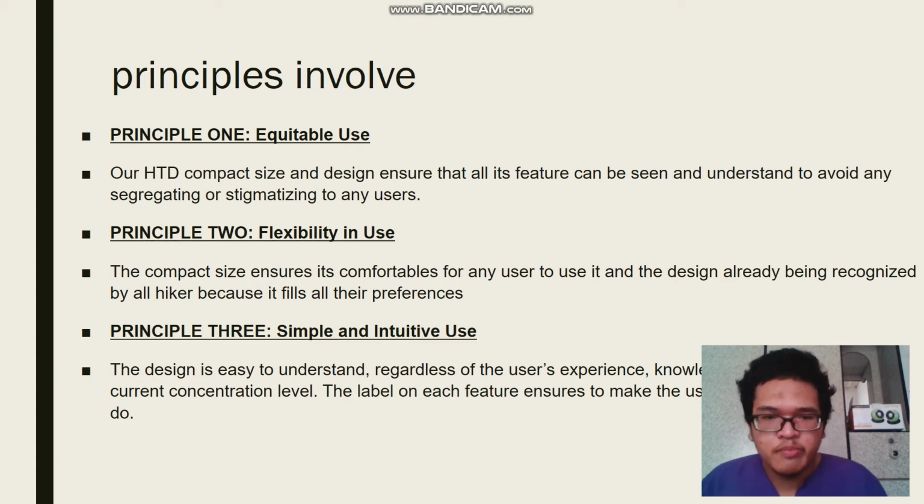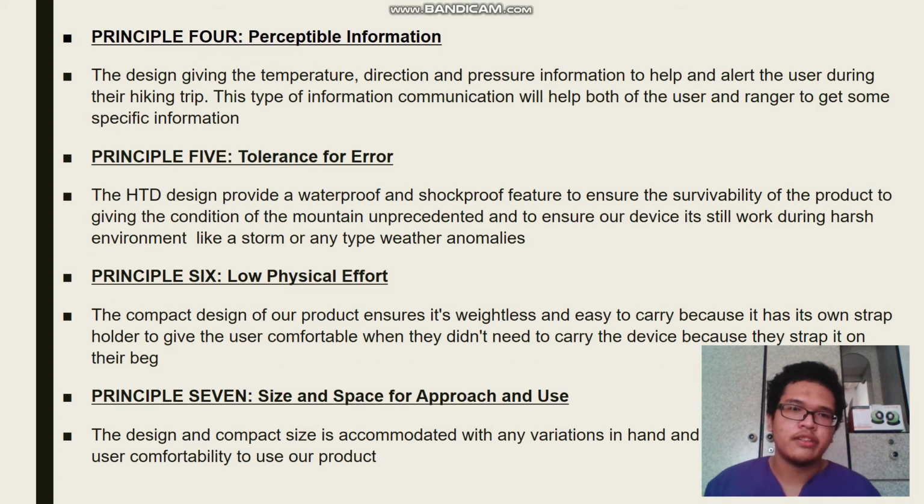The third is simple and intuitive use. The design is easy to understand regardless of the user's experience, knowledge, language skill or current concentration level. The label on each feature makes sure the user understands what the feature does. The fourth principle is perceptible information. The design gives temperature, direction and pressure information to help and alert the user during their hiking trip. This type of information communication will help both the user and the ranger to get specific information.